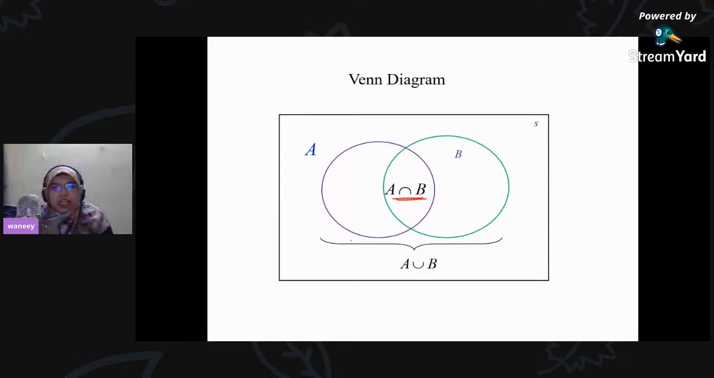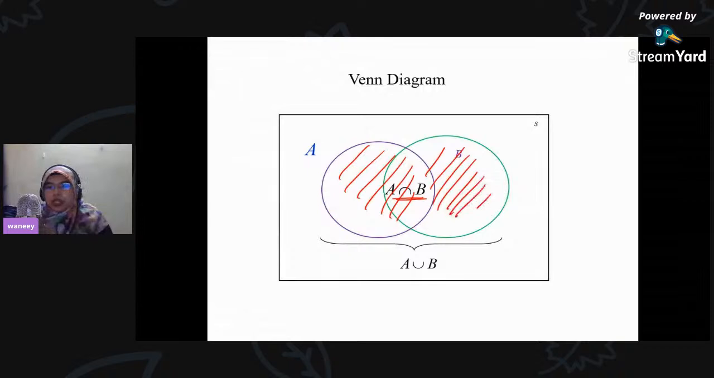Okay, and then A until B over here, this is A union B. So that means either A or B. So everything here from here until here, those are A union B.